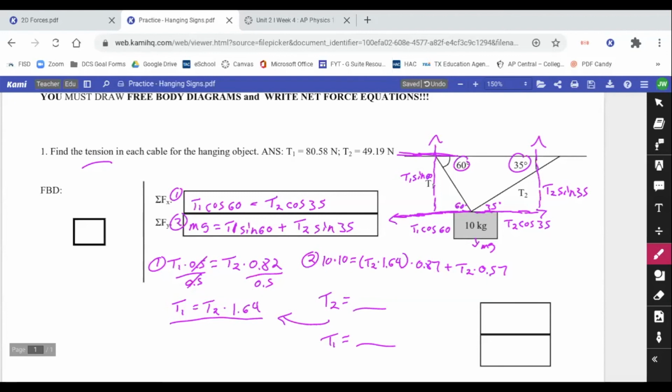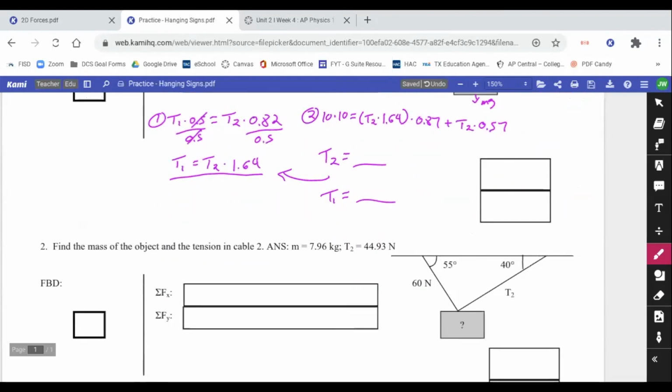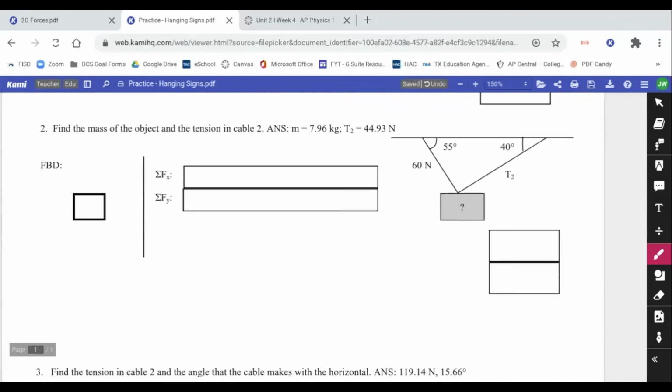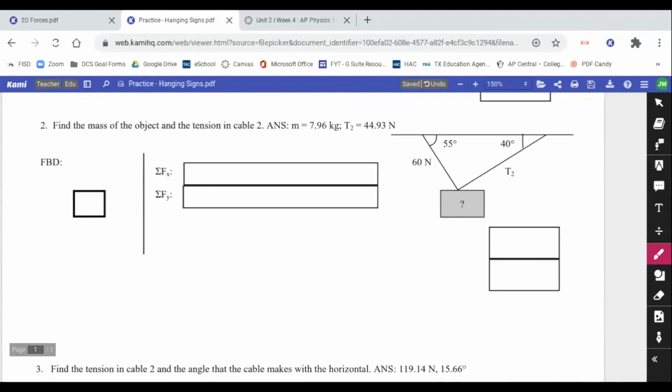I'm going to scroll up, get you started on number 2, then I'm going to give you the rest of class to work on this. Don't worry, all this stuff will show up in the recording.